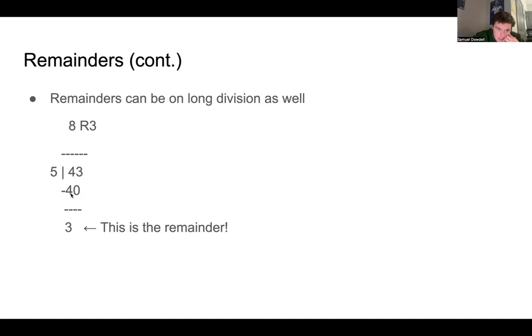And so then 5 times 8 is 40. Once you have that, you write the 40 under the 43 and you're going to subtract. So we subtract 43 minus 40, and that gives us 3 left. That 3 is going to be our remainder. So we know that we're going to have 8 with a remainder of 3.